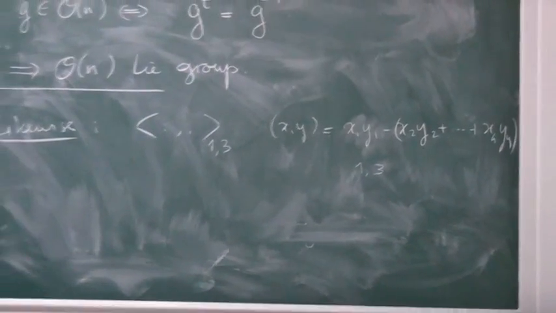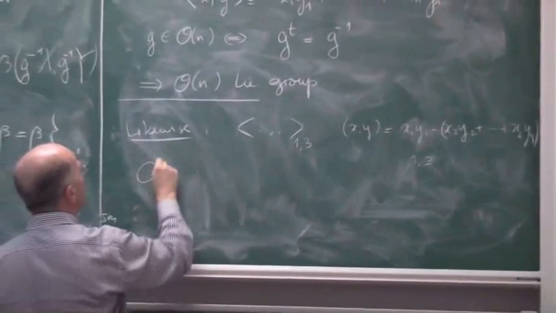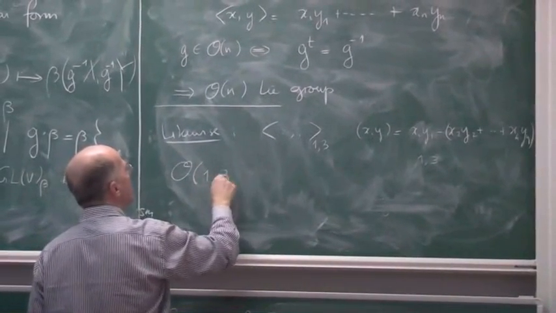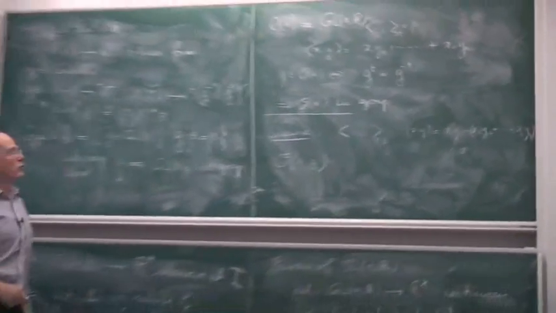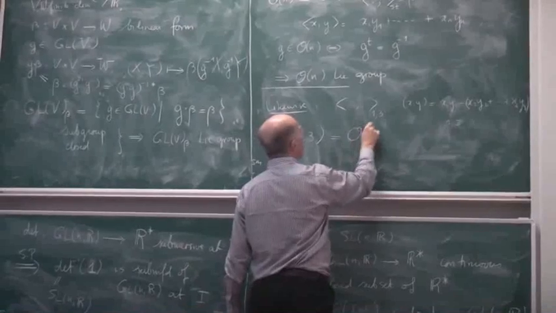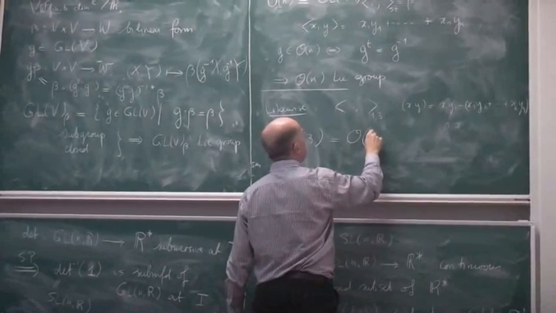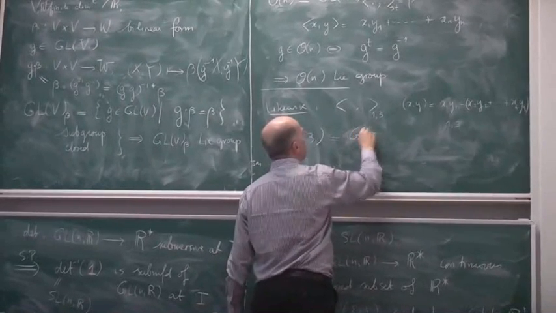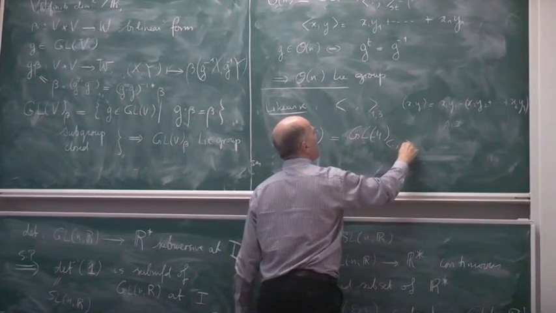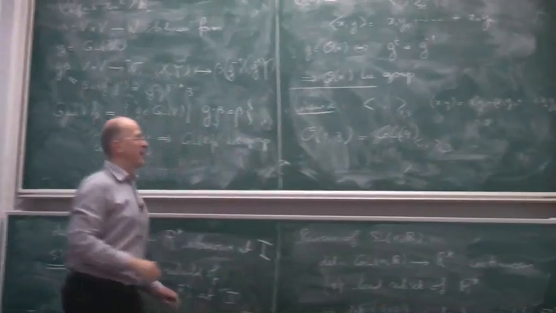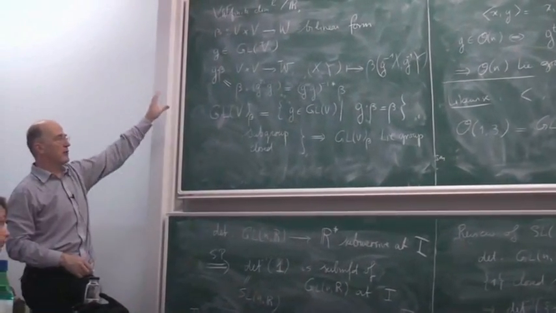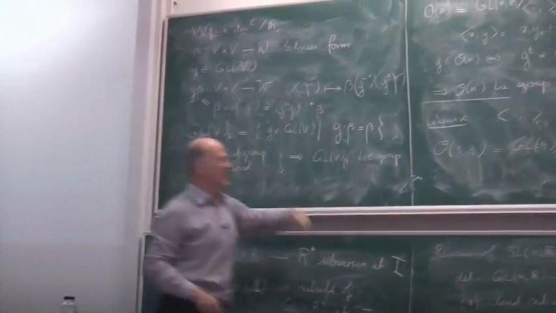So what is the stabilizer? It will also be defined as the orthogonal group of signature 1, 3. So this is just the stabilizer of this particular inner product in GL4. And by the general principle which we outlined about bilinear forms, this is a Lie group.